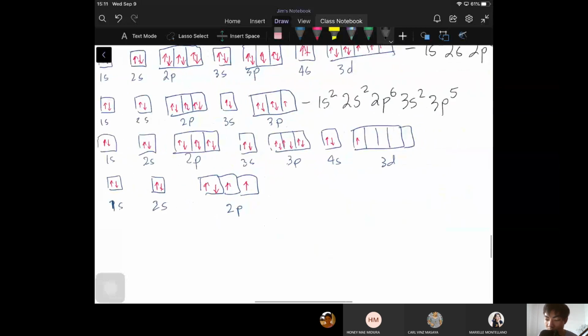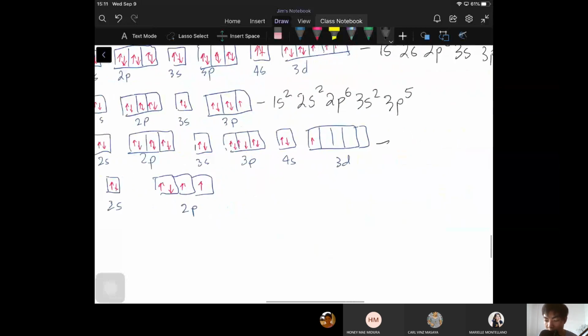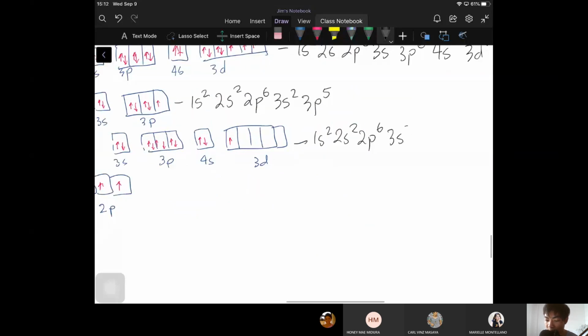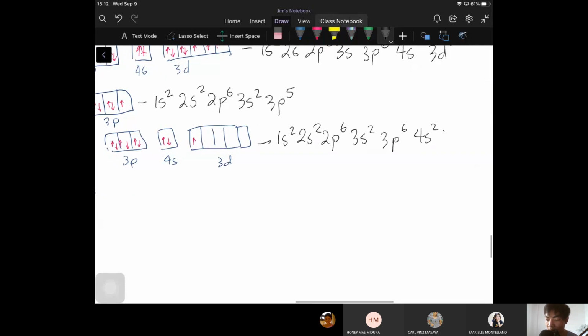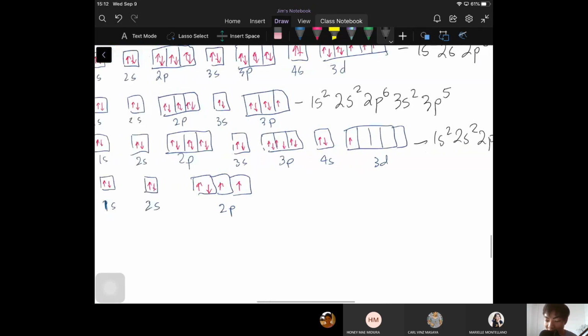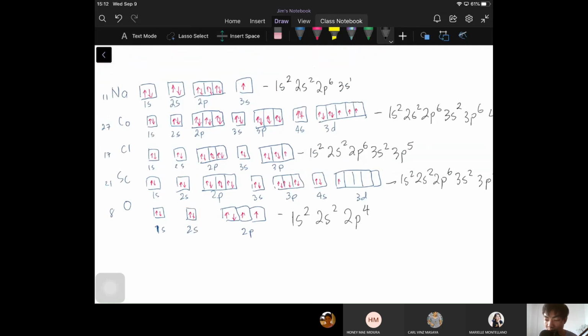Scandium. 1s2, 2s2, 2p6, 3s2, 3p6, 4s2, 3d1. So yan. So di ba? Mas napapaigsi yung ginagawa natin, no? And lastly for oxygen, 1s2, 2s2, 2p4 na. Okay. So yan.